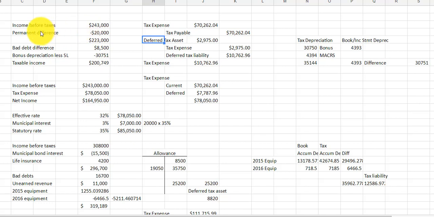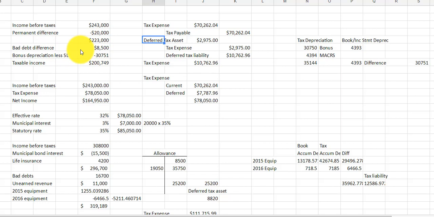To get that, we first consider the permanent difference, which is, in this case, municipal interest given in the problem. We subtract that because it would never be taxable, because it's a permanent difference. So after you subtract that, you have $223,000. Then you look for the two temporary differences that are given.